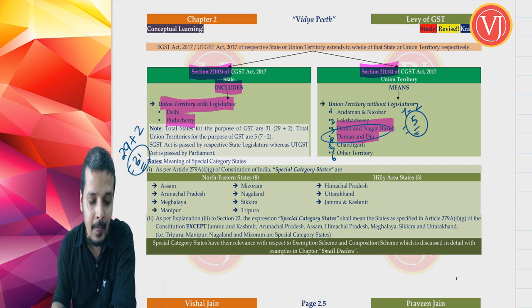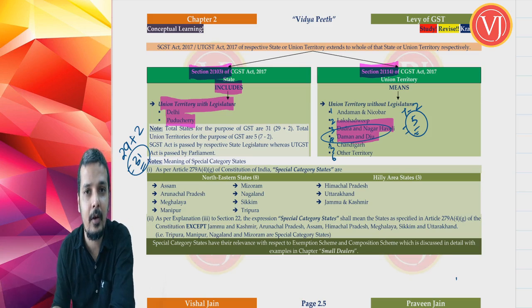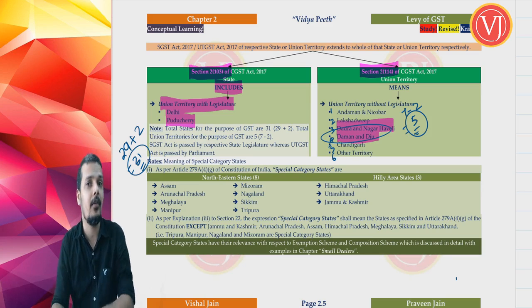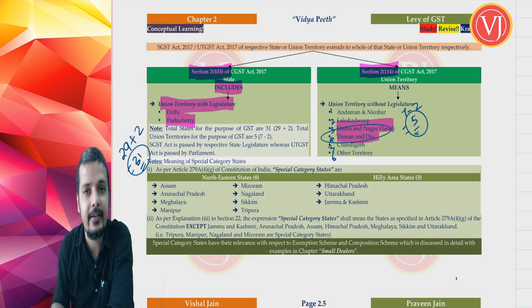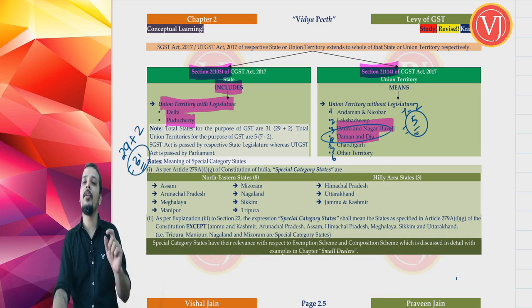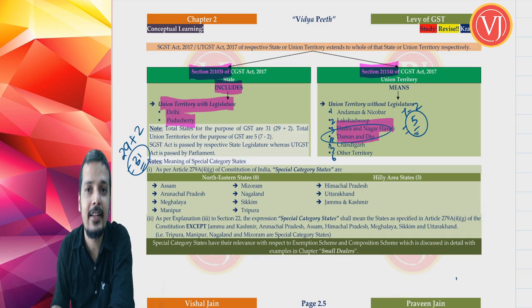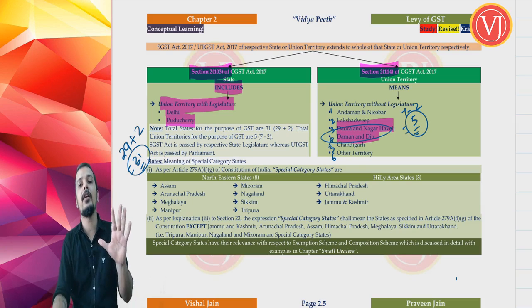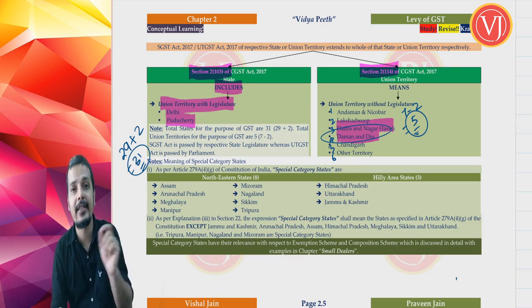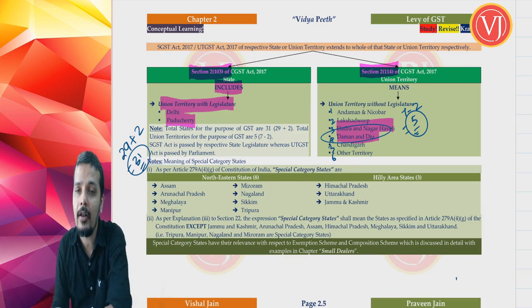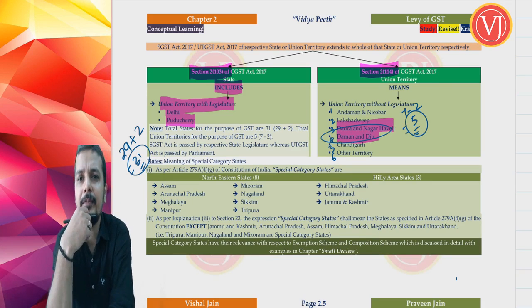Coming back here, we are talking about state as of now. There are 29 states plus 2 union territories with legislature. For the purpose of GST, there are 31 states and union territories defined under section 2 clause 114, out of 7 union territories minus 2, Delhi and Puducherry, which are with legislature. So totally there are 5 union territories for the purpose of GST Act. So whenever it is GST Act, states are 31 and union territories are 5. Now what is the significance of that?